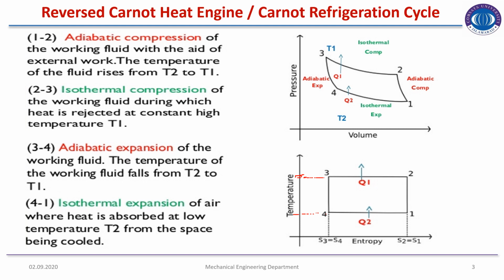For process 1 to 2, here you can see, initially the temperature of the fluid rises from T2 to T1. Therefore the temperature at point 1 is T2 and at this stage is T1. So T1 temperature and T2 temperature.